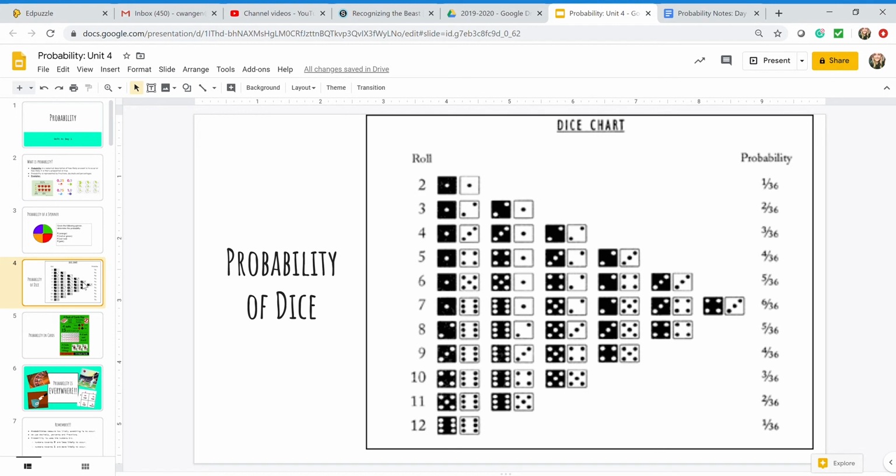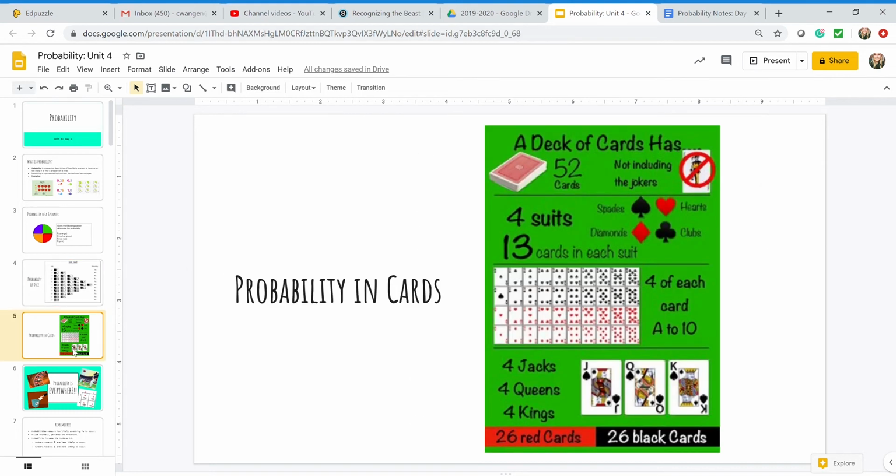So probability of dice, well, I'm not going to go into depth in this, only because what you see here is that you have a dice chart, right? And you're given the rolls, and then you're given the probability of getting what on what roll. Essentially, the reason why I put this up here is that there's probability when you're rolling dice every single time. That's not the only thing there's probability in. There's probability in the deck of cards.